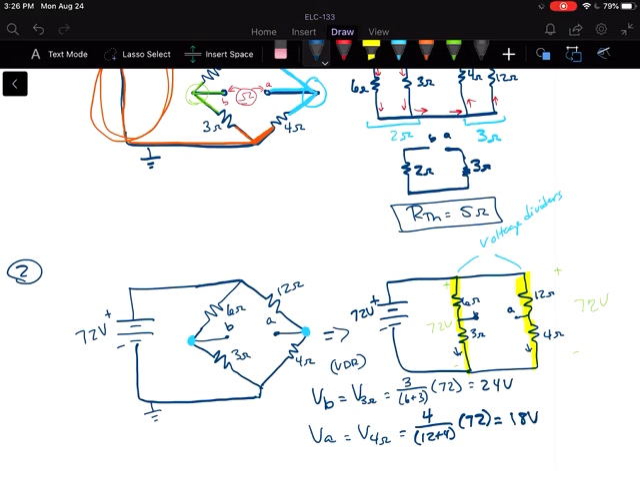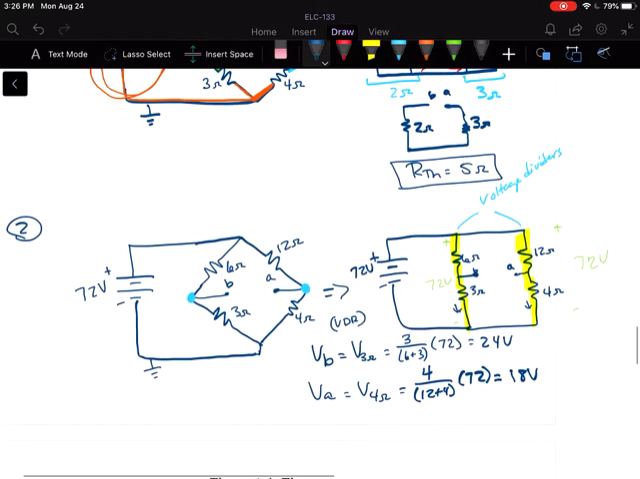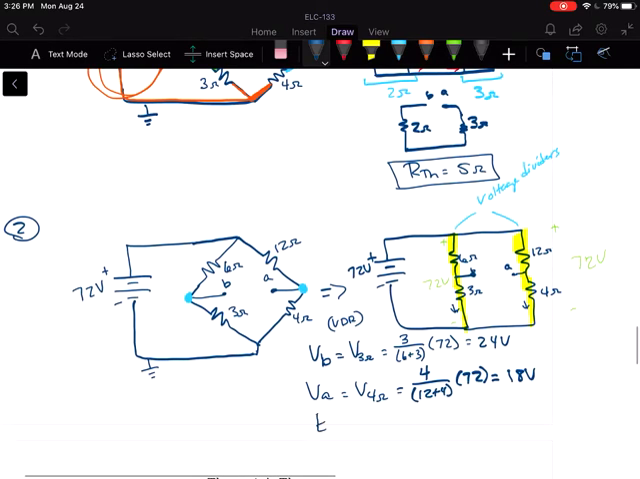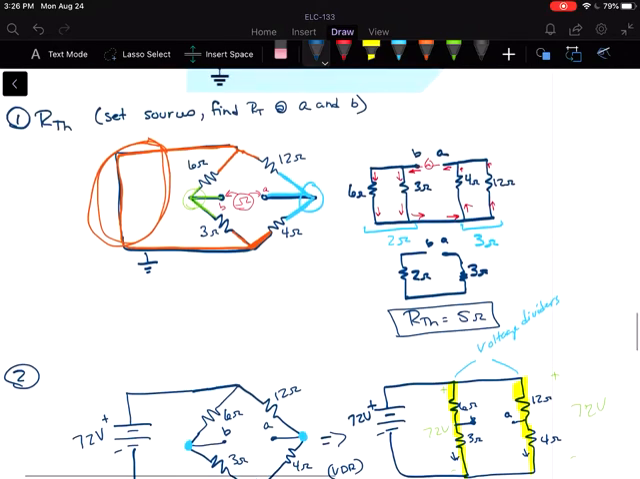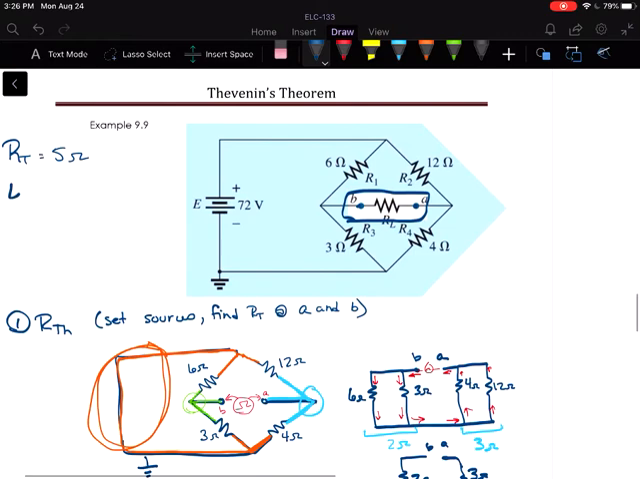So E Thevenin is actually going to be VA minus VB. So we've got 18 volts at VA minus 24 volts at VB, and that's a negative 6 volts. Now, why does it matter that's a negative 6 volts? Because I'm going to orient that voltage source in such a way that we see that it's negative. Okay, so back up here. E Thevenin is a negative 6 volts.